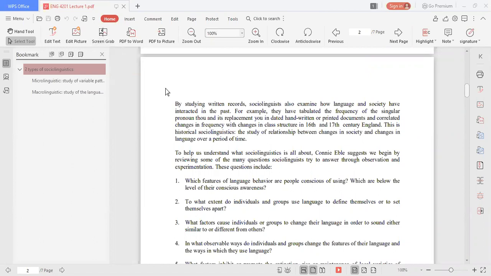So here you see, to what extent do individuals and groups use language to define themselves or to set themselves apart? These are the very basic, fundamental questions that sociolinguistics has always tried to find answers to. For example, we're using Bangla. And Tushar, you're also using Bangla, but what kind of Bangla are you actually using? This is called a mixed Bengali.